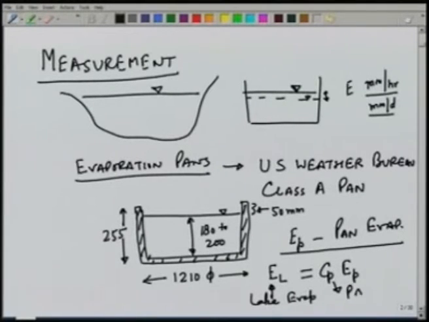Cp is the pan coefficient, and its value will depend on the type of pan which we use. For example, for a US Weather Bureau Class A pan, the Cp value is generally around 0.7. This means that whatever evaporation we get from the pan, we have to multiply with 0.7 to get the lake evaporation, which implies that the pan evaporation is generally higher than the lake evaporation. And there are lots of reasons why pan evaporation is higher than the lake evaporation.